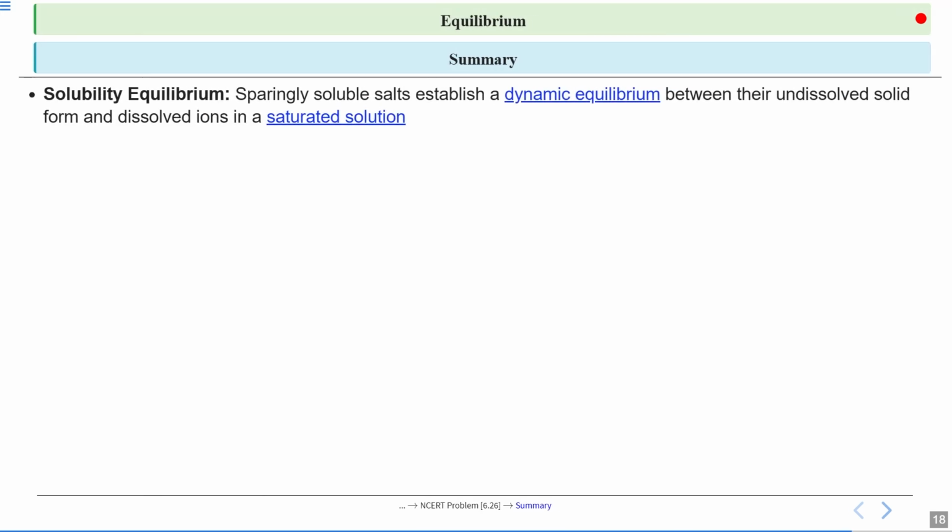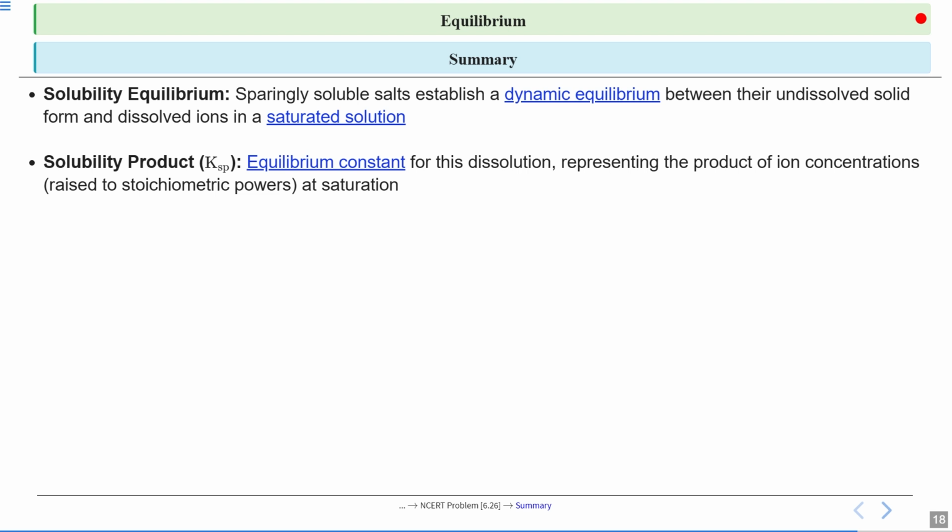So finally, we can summarize all of this that we have dealt with so far. In the start we saw the solubility equilibrium. So sparingly soluble salt, upon dissolution in the solvent, establishes a dynamic equilibrium state where the undissolved part and the dissolved part are in dynamic equilibrium, and it creates a saturated solution. Second thing we saw is the solubility product, which is nothing but the ion concentrations multiplied, and each individual ion is raised to the power which is equal to its stoichiometric coefficient.